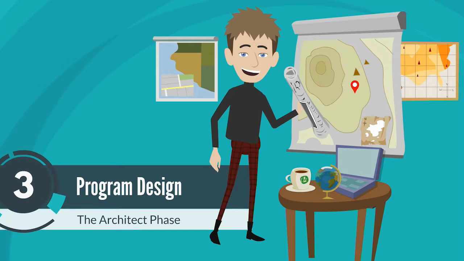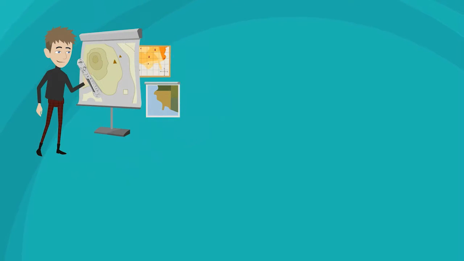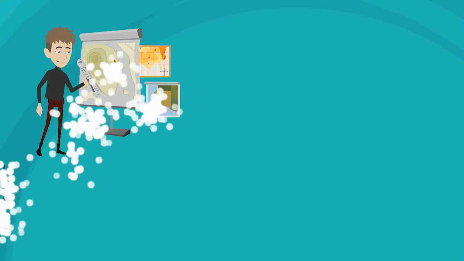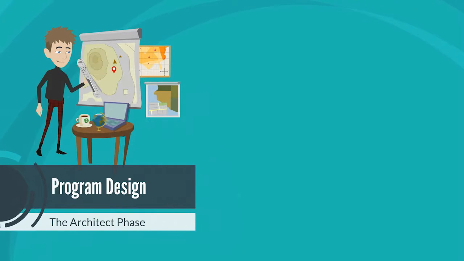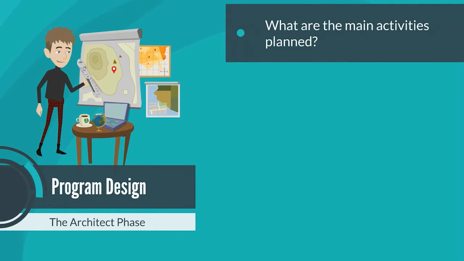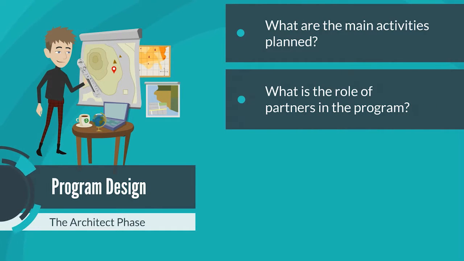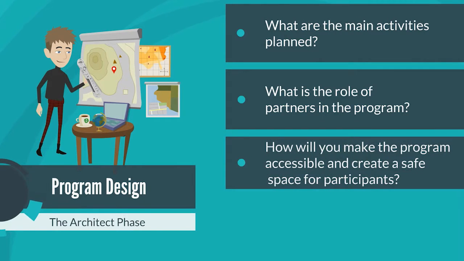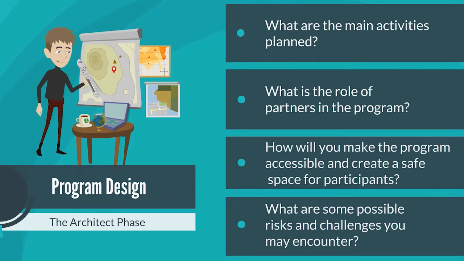The third part is the program design or architect phase. In this section, you will describe in more detail how you plan to run the program. It includes questions such as, what are the main activities? What is the role of partners in the program? How will you make the program accessible and create a safe space for participants? What are some possible risks and challenges you may encounter?